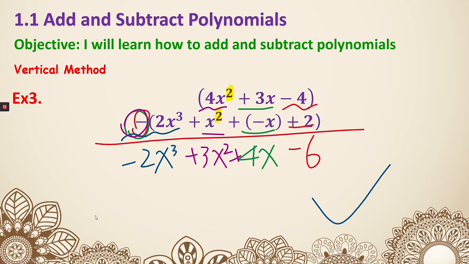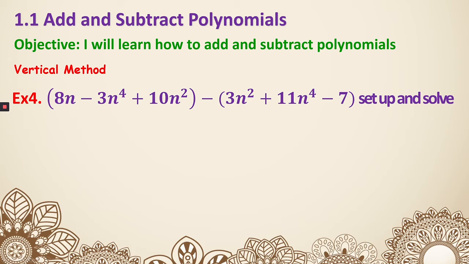Let's do one more example on vertical. But this time, we need to set it up by ourselves. When I'm setting it up, I prefer to just do it in standard form already. So I will look for the highest exponent in the front for the first part and the second part. So we will have -3n to the 4th power, and then plus 10n squared, then plus 8n.